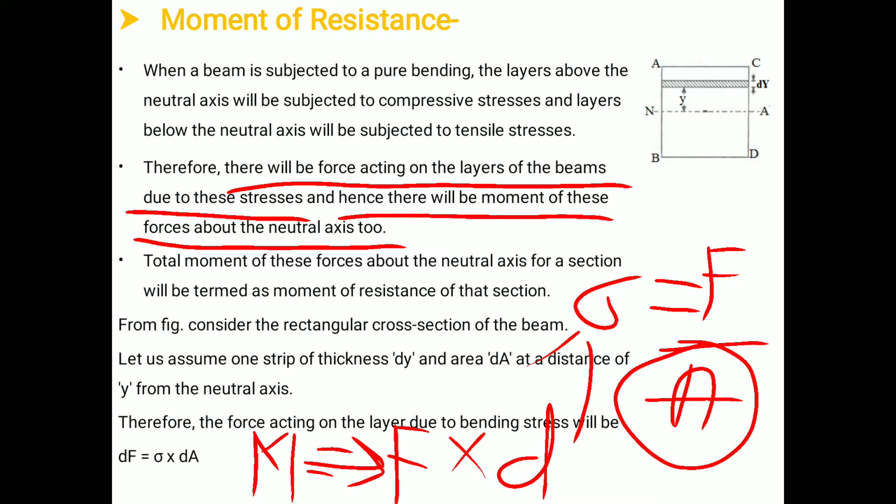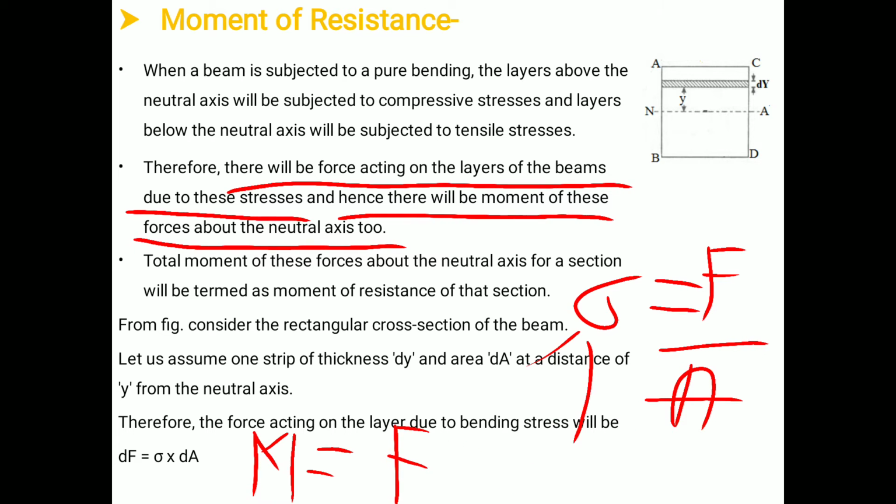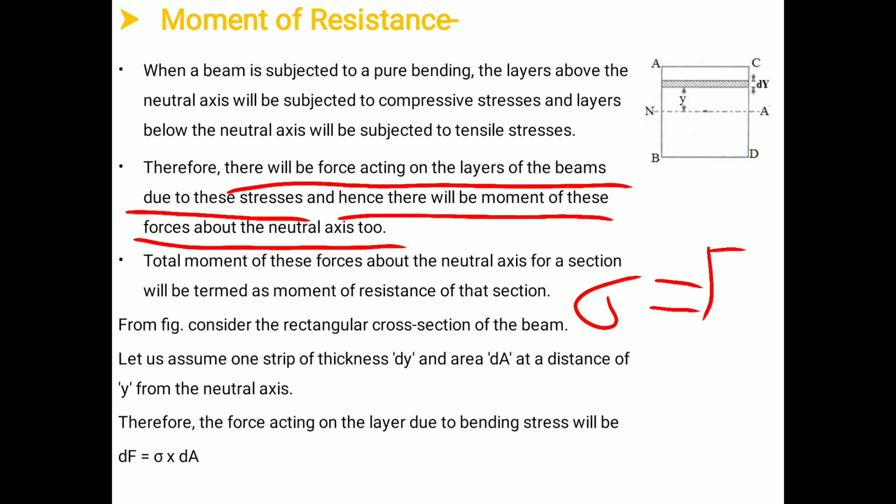Therefore, we will consider that there will be a force acting onto the layer of the beam due to these stresses, and there will be a moment of these forces about the neutral axis too. The total moment of these forces about the neutral axis of the section will be termed the moment of resistance of that particular section. That total moment is nothing but the moment of resistance of the section.